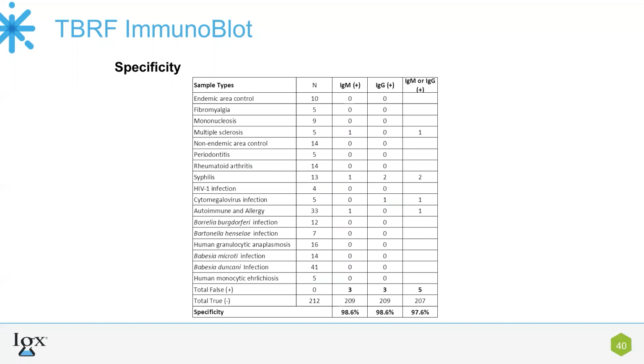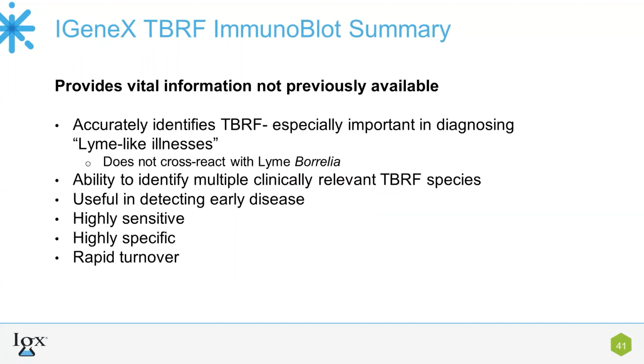Specificity, shows all the different things they look for with these test sera. To go down to the bottom, specificity is 98.6% for IgM, 98.6% for IgG. Yeah, sounds like a temperature. And when you combine the two, 97.6. And it's interesting that some of these are like syphilis and multiple sclerosis. You would expect those kind of false readings, but you would definitely not confuse the two with CMV, allergy, and so forth. You're not really confused with relapsing fever. But multiple sclerosis, who knows? Maybe that's Borrelia related in some patients. That's one of the controversies.